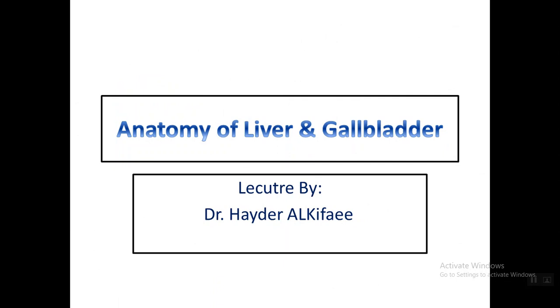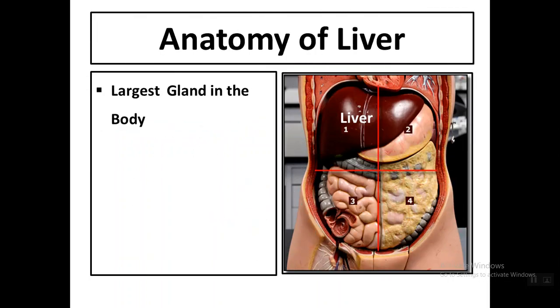Our lecture today is about an important subject: the anatomy of the liver and gallbladder. First, we'll take the anatomy of the liver. The liver is regarded as the largest gland in the body. Why? Because it has an exocrine function in secreting certain substances, so it is regarded as a large gland.